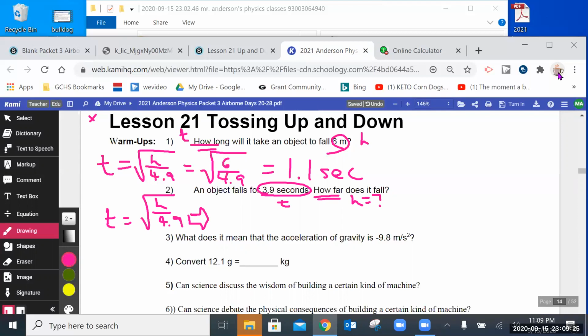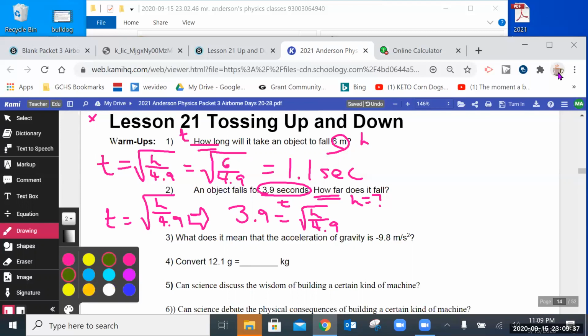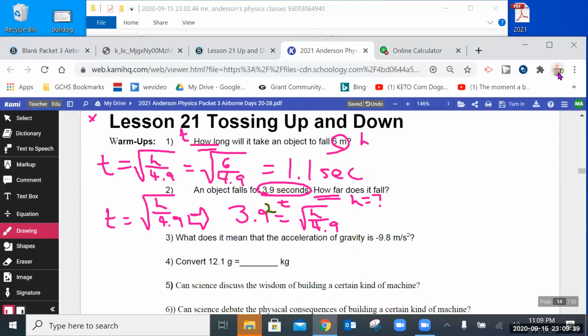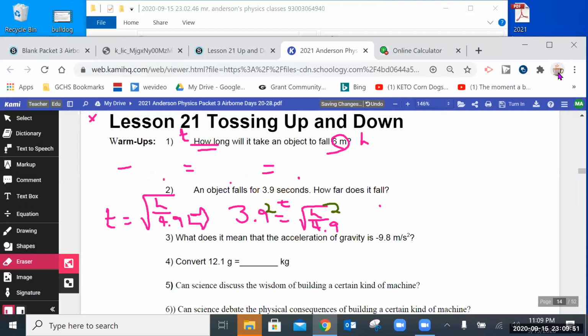So on the left-hand side, we have 3.9. And on the right-hand side, we have the h. To get the h by itself, the first thing we do is to square both sides. That's a little bit messy here. Let's erase some of this other stuff that we don't really need so we can focus better. Okay, so we squared both sides.